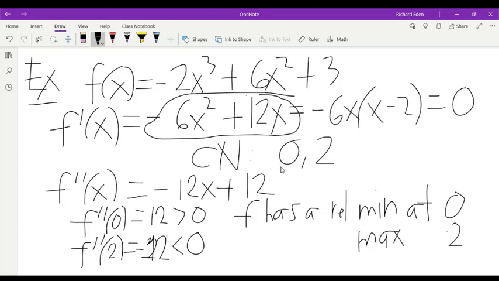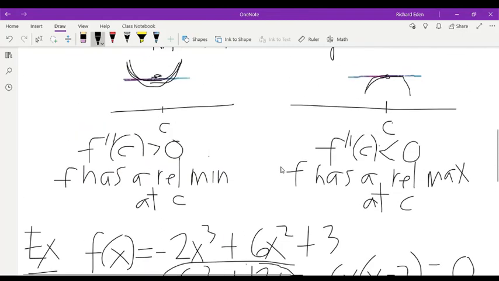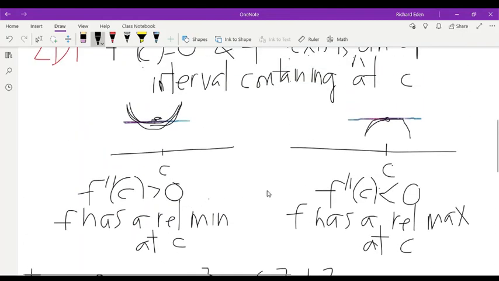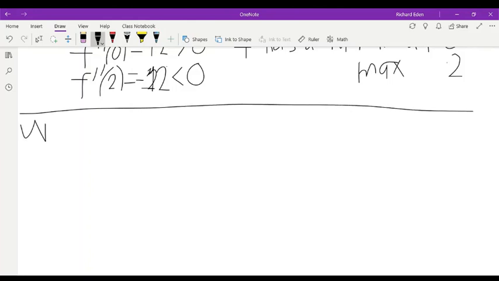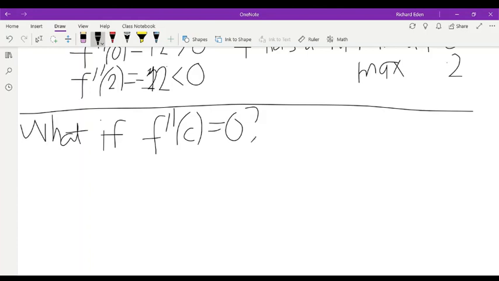As already mentioned, for critical numbers of the second type, you can't use this. Also, one case we have not considered is, what if f double prime of c is equal to 0? Then in this case, the second derivative test fails. What that means is that we're not supposed to draw any conclusion.